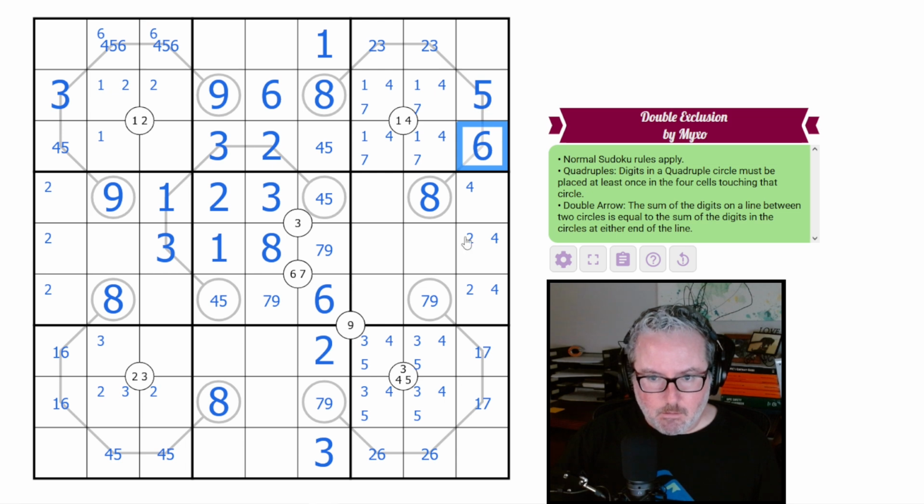Did that do anything else? Not necessarily. But we can get another 6, because this 2, 6 looks in here, and the other 6s look in, so this is 6. That gives us 1 and 6, and 7 and 1. Beautiful.